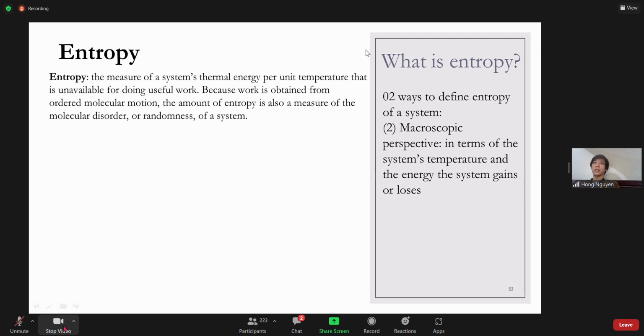And in this way we define entropy. So entropy is the thermal energy per unit temperature that is unavailable for doing useful work. If we see entropy in this way, we see the link between entropy and the efficiency of our system. That's why sometimes we say that we can use entropy to explain the efficiency of our motorcycle, our car, and so on. And when we see entropy in this way, we will talk about the change in entropy.